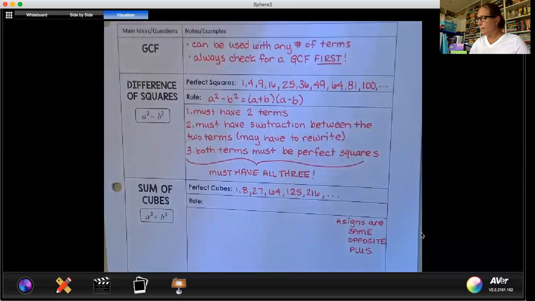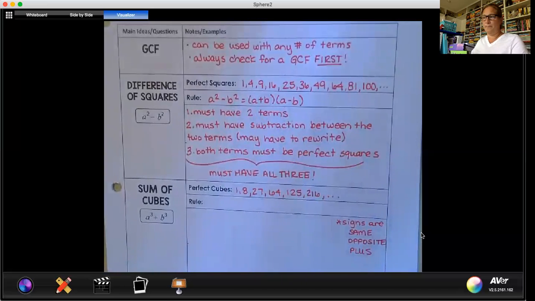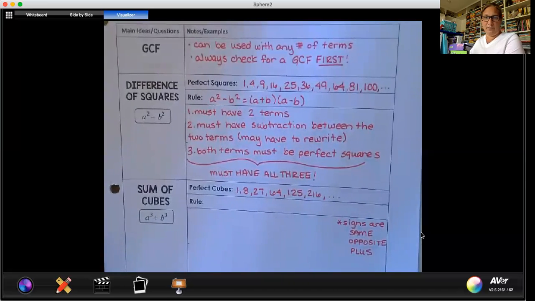GCF can be used with any number of terms. Always check for a GCF first. Difference of squares: two terms must have subtraction in between them, and must be perfect squares. You must have all three. A squared minus b squared equals two sets of parentheses, one with a plus, one with a minus, square root of the first, square root of the last. And I listed some perfect squares for you there. Now would be a good time to pause to get your notes.